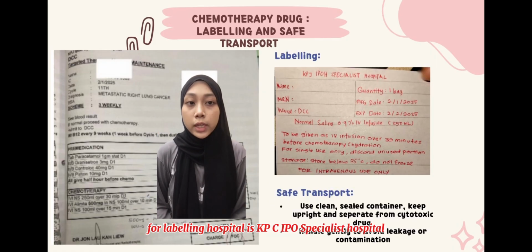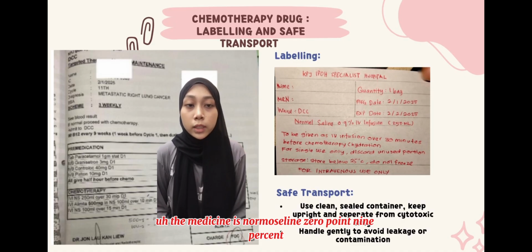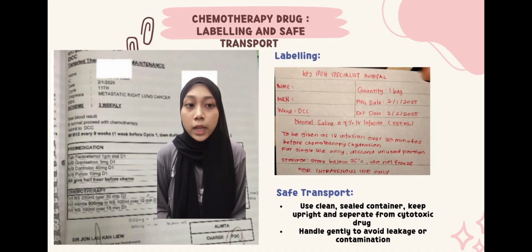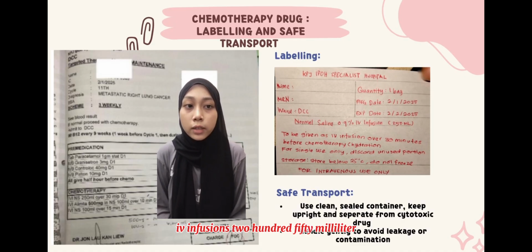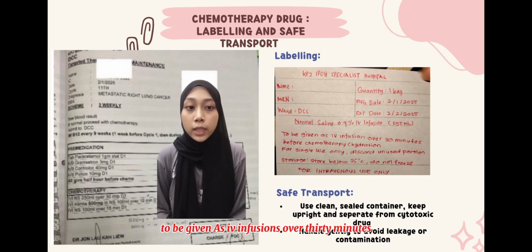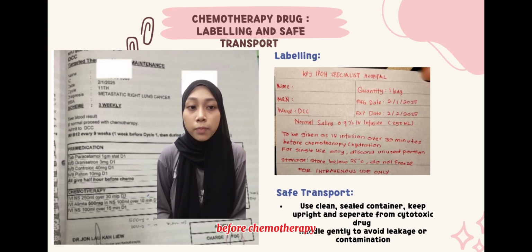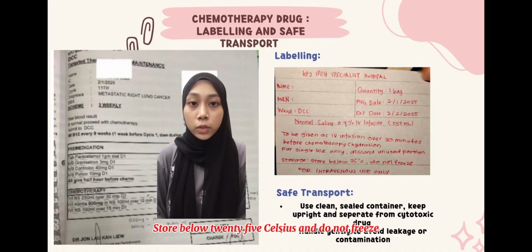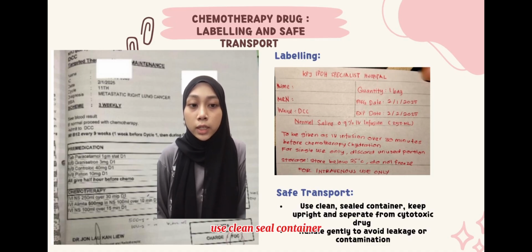For labeling, hospital is KPJ Ipoh Specialist Hospital. The medicine is normal saline 0.9% IV infusion, 250 ml. The quantity is 1 bag, to be given as IV infusion over 30 minutes before chemotherapy as hydration. This is for single use only, discard unused portions. Storage: store below 25 Celsius and do not freeze. This medicine is for intravenous use only. Safe transport: use a clean sealed container, keep separated from cytotoxic drugs. Second, handle gently to avoid leaking or contamination.